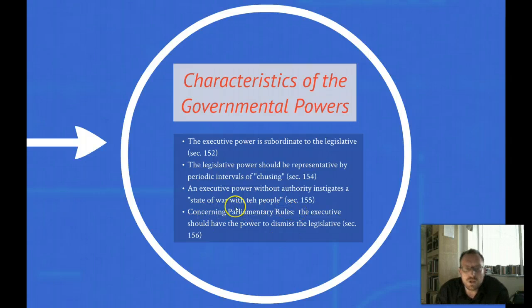In terms of concerning parliamentary rules, the executive, he says, though, I put this in here in section 156, he mentions that he thinks the executive should have the power to dismiss the parliament. That is, and constitute new elections. Because sometimes, just from obvious sorts of things we see in our own country, right, the legislative power gets sort of gridlocked into certain sorts of problems in which they can't act. And because the laws have to be executed, even if the parliament or the legislative can't decide, the executive should have the power to dismiss the legislature and reconstitute the parliament.